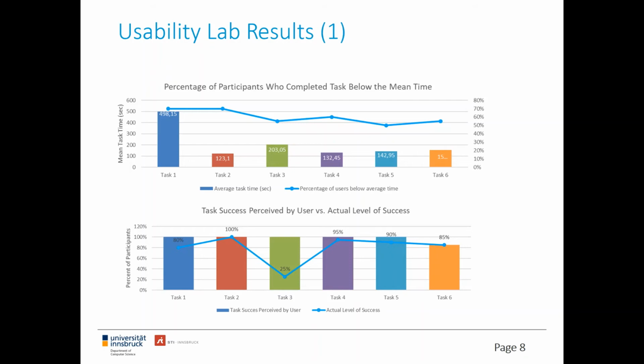Well, for these 6 tasks, we have the time when people completed the tasks. This is the average times on tasks in seconds. And the second table is task success as perceived by the user versus the actual level of success. Yeah, so you see not all the tasks are exactly the same. So the first task obviously required, for example, more time, and task number 3 was actually more difficult, but people thought they successfully completed it.